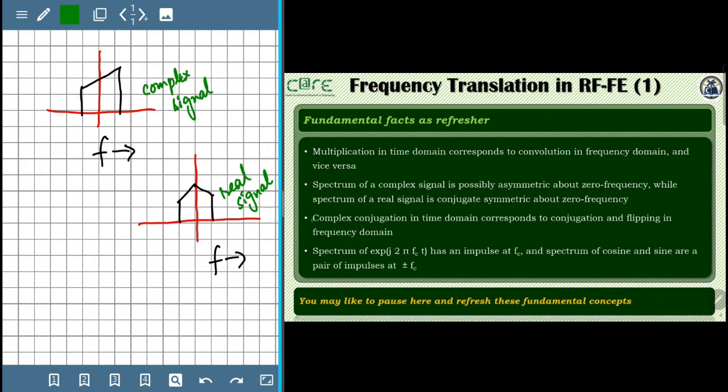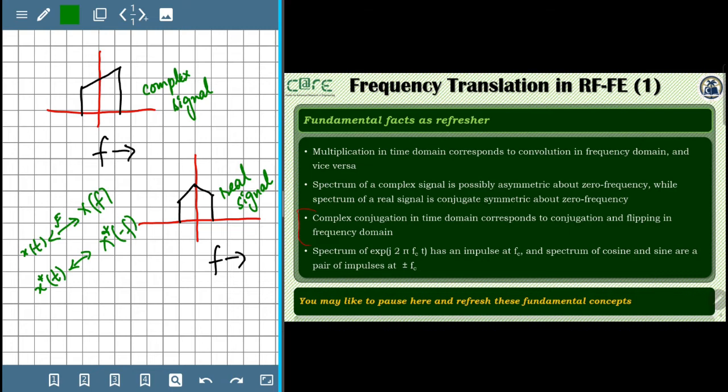The third fact that I would like to talk about is that complex conjugation in the time domain corresponds to conjugation and flipping in the frequency domain. So if you have a signal x of t and you take the complex conjugate of this signal, then the corresponding Fourier transform is not only complex conjugated but is flipped in frequency.